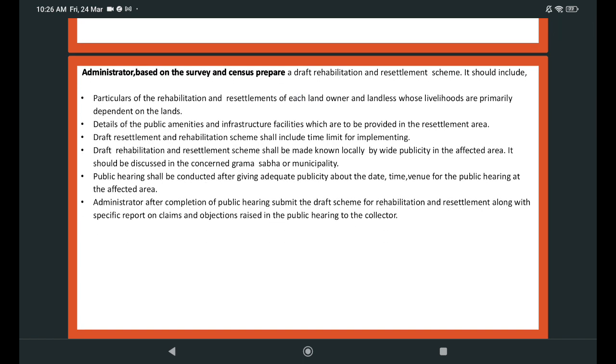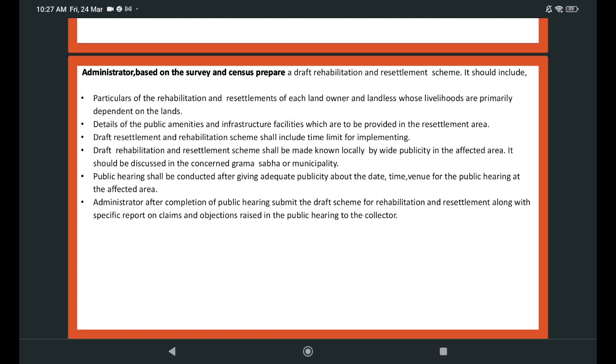Based on the survey and census, the administrator prepares a draft rehabilitation and resettlement scheme. It should include particulars of rehabilitation and resettlement for each landowner and landless person whose livelihoods are primarily dependent on the land. Details of the public amenities and infrastructural facilities which are to be provided in the resettlement area. The draft scheme shall include a time limit for implementing.